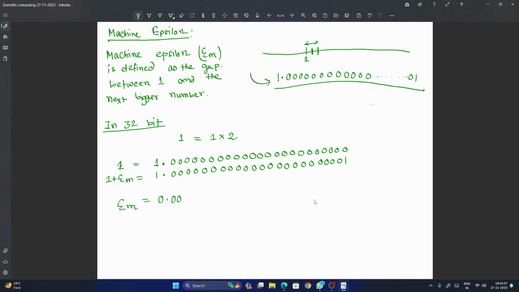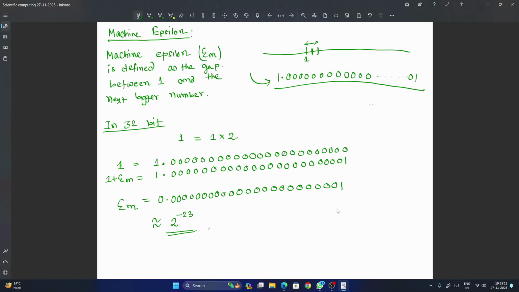You will get 0 point, then 22 zeros, 3, 4, 5, 6, 7, 8, 9, 10, 11, 12, 13, 14, 15, 16, 17, 18, 19, 20, 21, 22, and after that you will get 1 at the 23rd place. So if you express it in exponent form, it will be 2 to the power minus 23. That is the number. So in a 32-bit machine, your machine epsilon is 2 to the power minus 23.